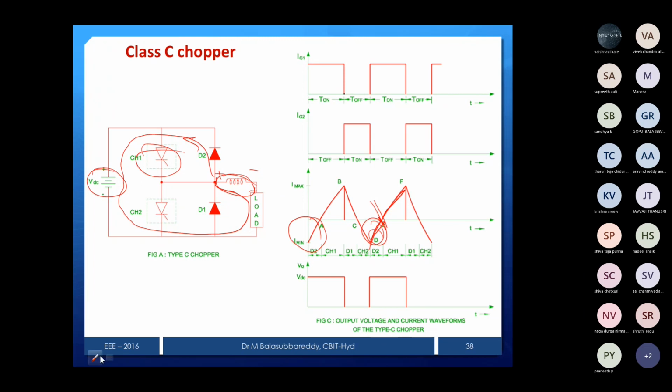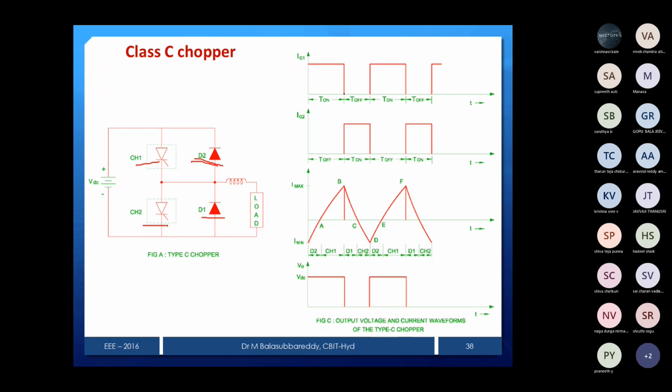So very simple logic. You identify: if chopper 1 is on, positive voltage, current positive. D1 is on, voltage is 0, current is positive. If D2 is on, voltage is the same as source, current is negative. If CH2 is on, voltage is 0, current is negative. With that logic, we can easily explain class C chopper, first quadrant as well as the second quadrant. So now we'll see the next class D and class E choppers and voltage commutated choppers. That we'll see in the next class.